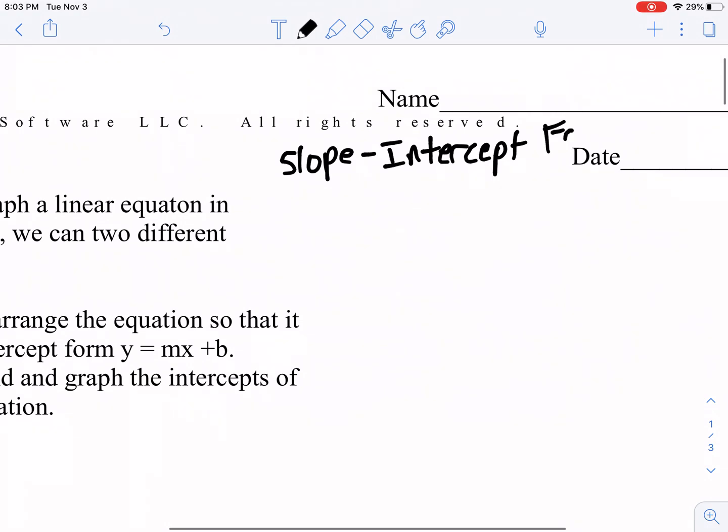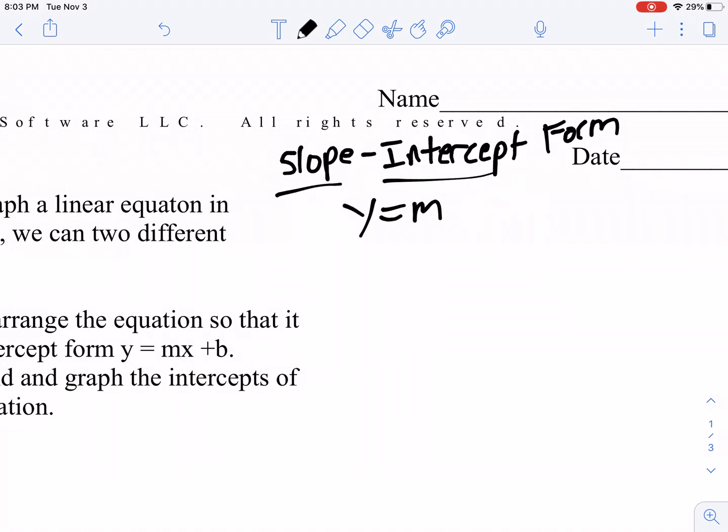Okay, and notice in the name it tells us what's in that form. y equals mx plus b. I have a slope and I have an intercept. In that case, it's the y-intercept, okay?